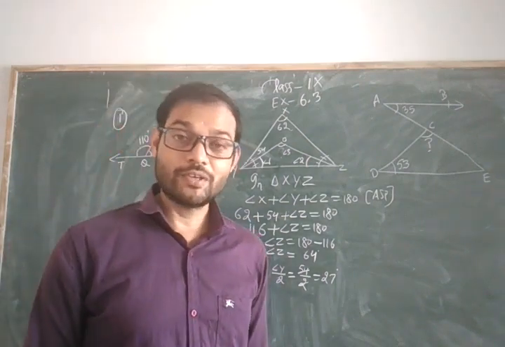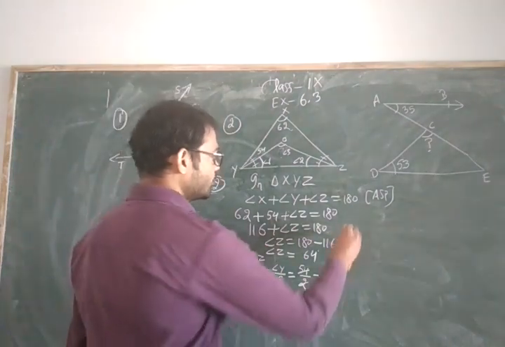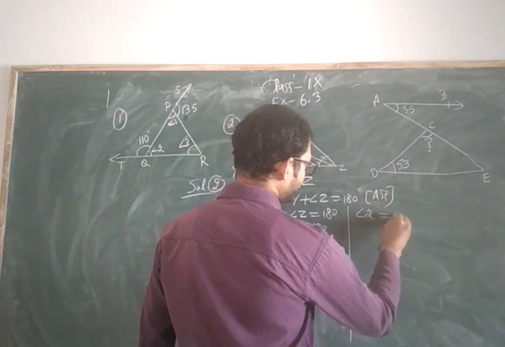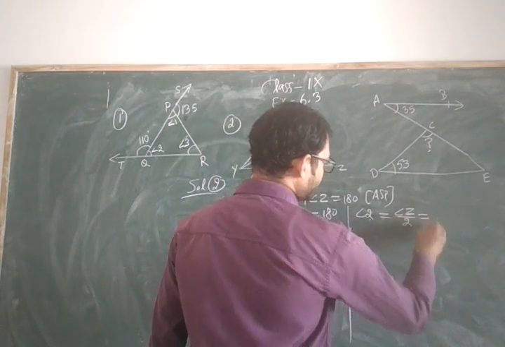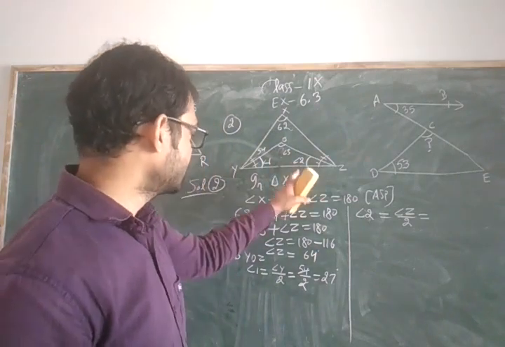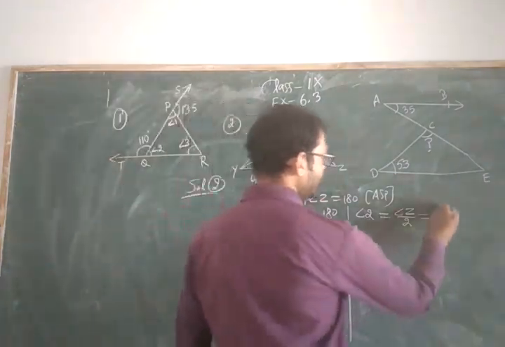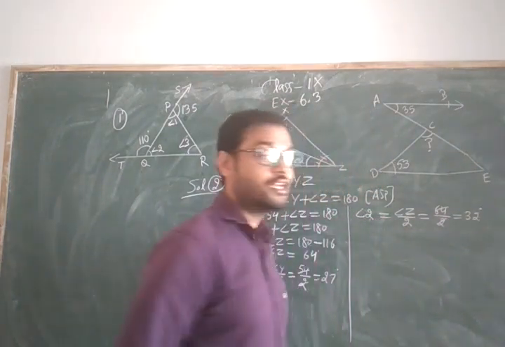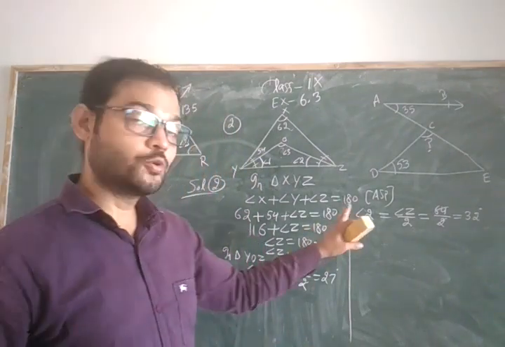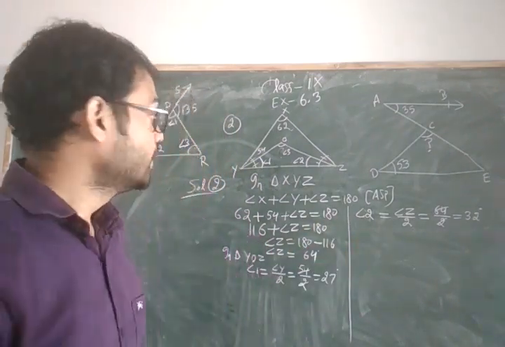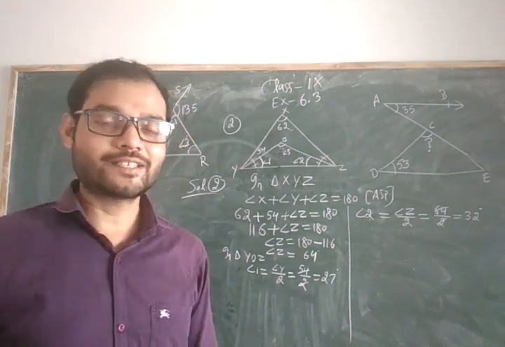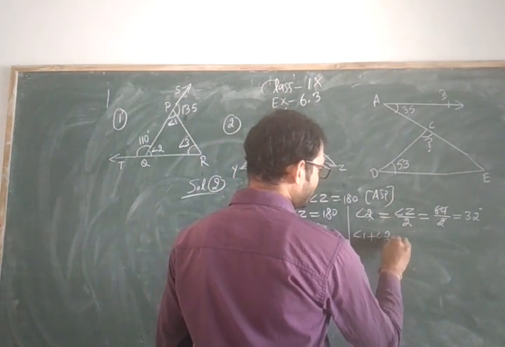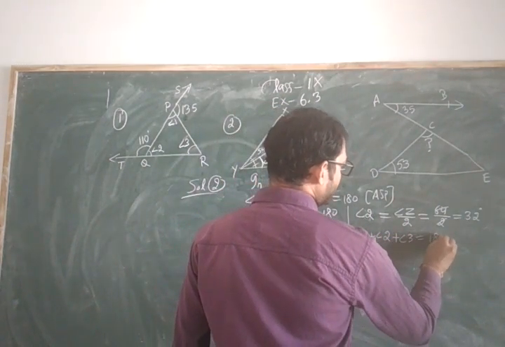In the same way, we can find angle 2 also. So angle 2 can be written as angle Z upon 2. So the value of angle Z is, अभी हमने find किया, yes, 64 degree. So now when we divide, it becomes 32 degree. Angle Z की value, angle 2 की value आपके पास आ गई 32 degree. Now we can apply our angle sum property. So we can write angle 1 plus angle 2 plus angle 3 is equal to 180.